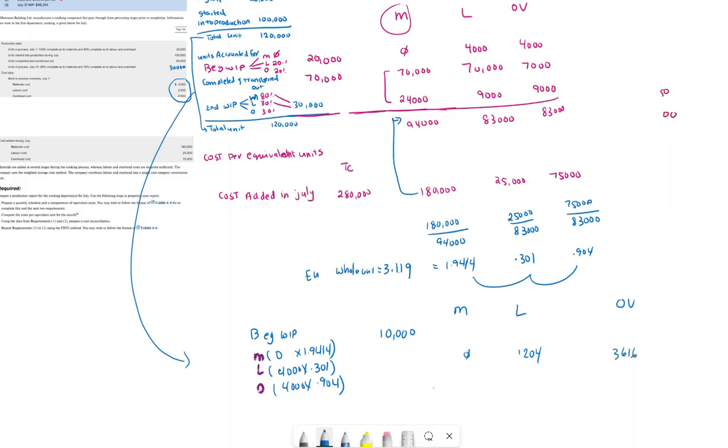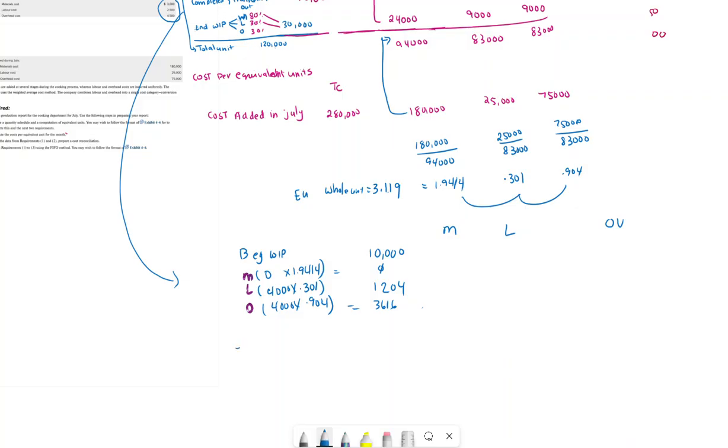You can put it this way, the cost, but you don't need to worry about it. I like to do it in this way. Your first number is equal to 0, my second number is 3616, and 4,000 multiplied by 0.301 was 1204. So that's my first cost that I allocated.